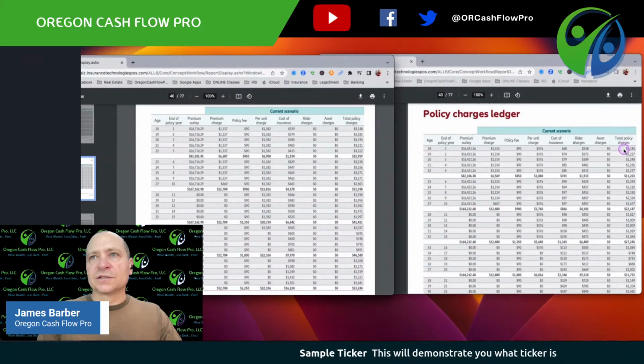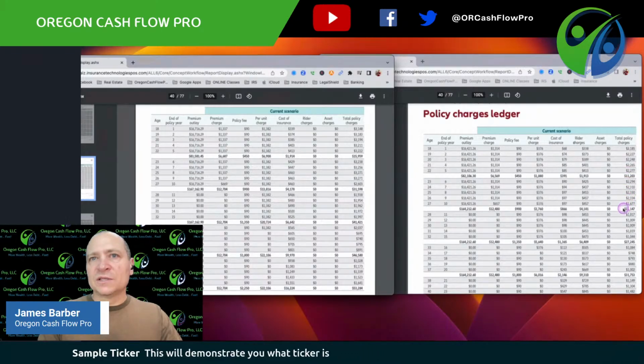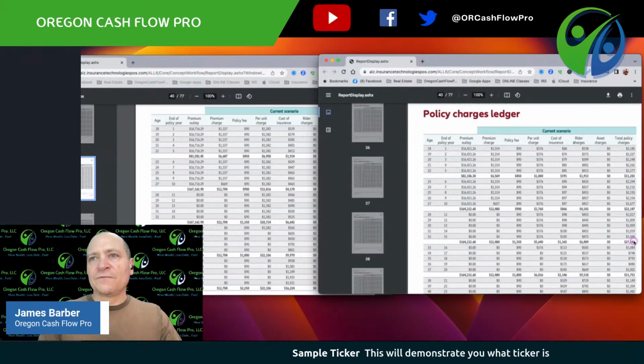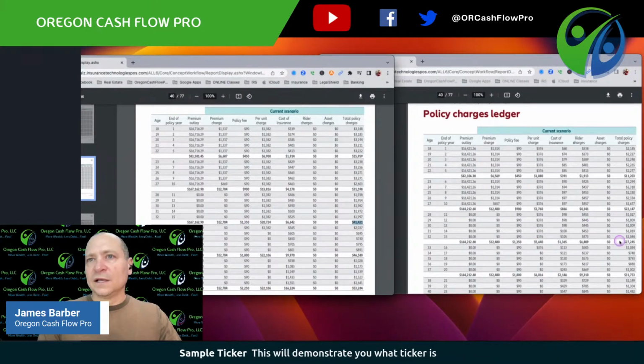Total policy charges. Our total policy charges stay lower for a long, long time. You can see here by year 10, we're at 22,000 in total expenses. This one's at 31. By the time we get down here, year 15, 41,000. Now we're at 14,000 less in our optimized design.